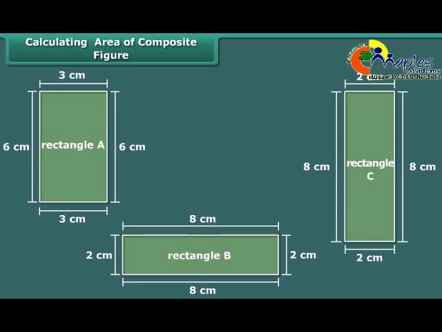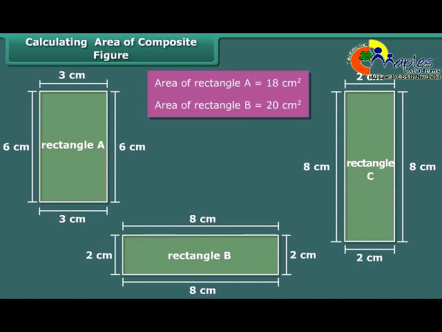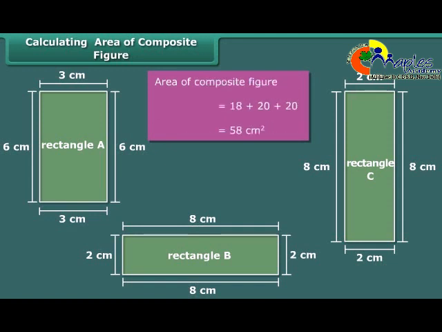Here we can divide the given composite figure into 3 rectangles. Area of rectangle A is 18 centimeters square. Areas of rectangles B and C are the same, that is 20 centimeters square. Thus, the area of the composite figure is 18 plus 20 plus 20, which is equal to 58 centimeters square.